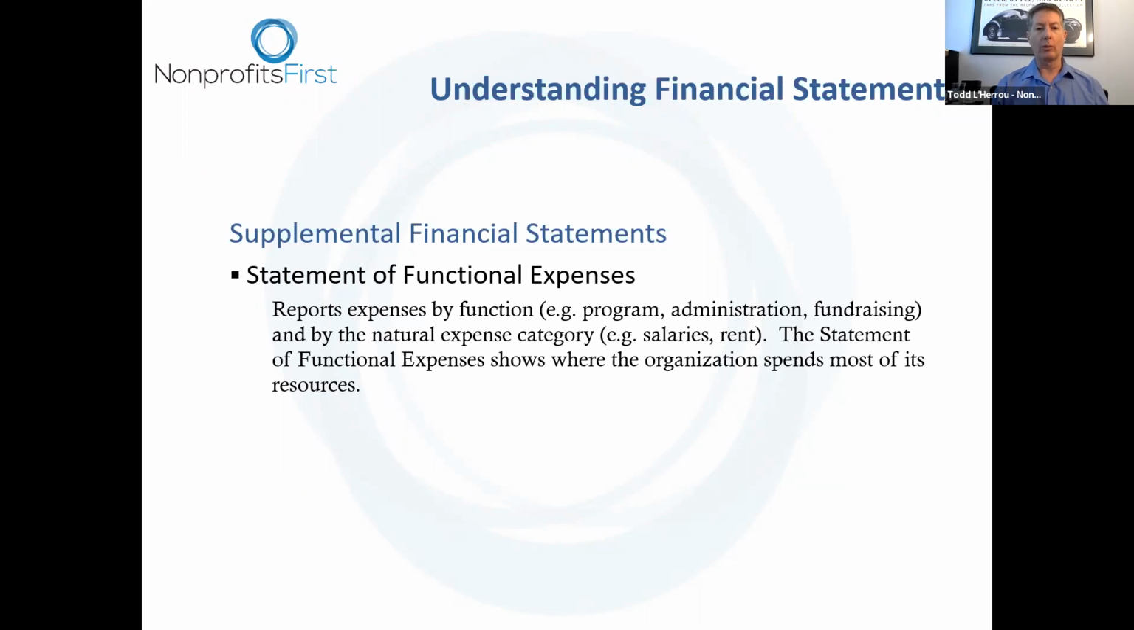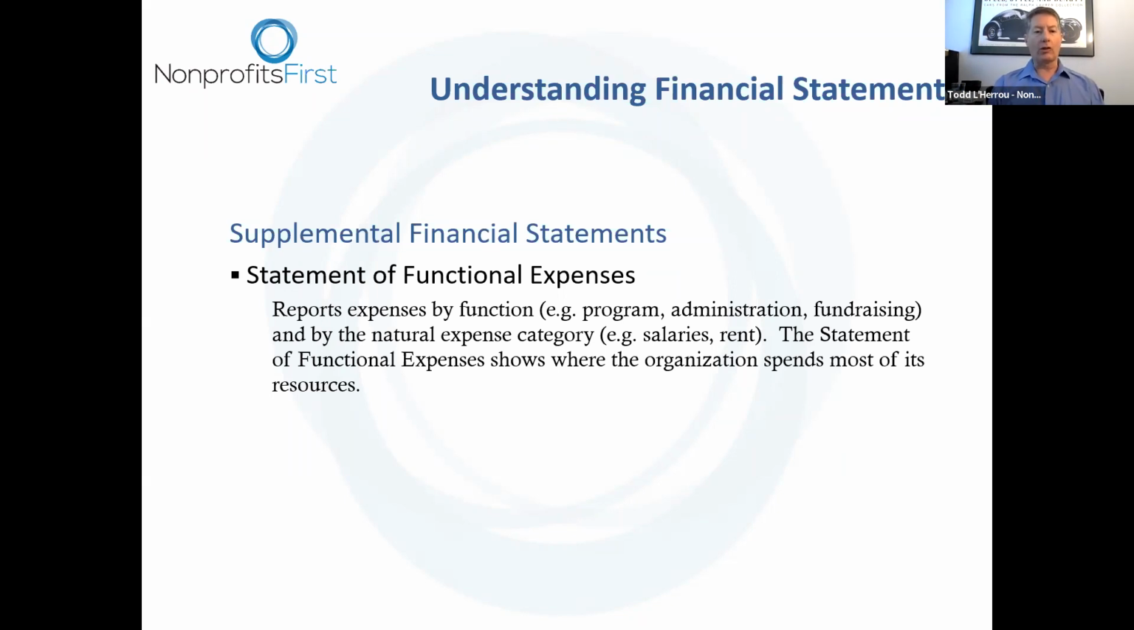So the individual programs of the organization, sometimes they're all lumped together as program activities. Sometimes there's individual breakdowns by program. Administration, sometimes known under some other terms, and fundraising. And administration and fundraising sometimes get lumped together in something that's called overhead. So if you've heard that term overhead, sometimes that's what they're referring to.